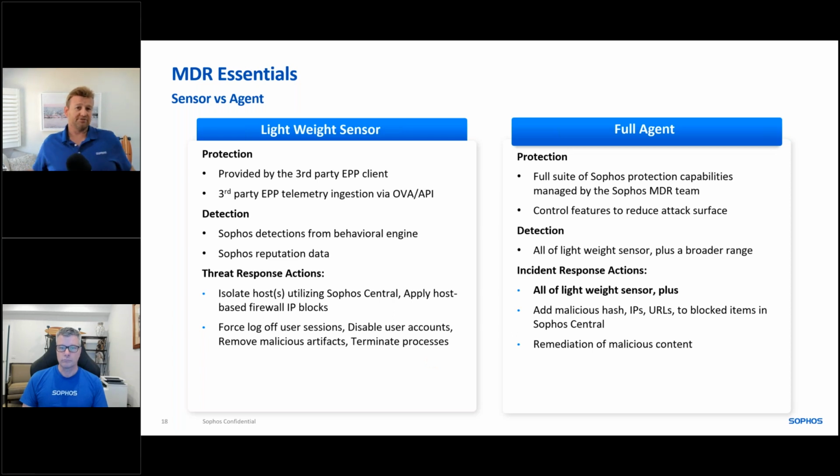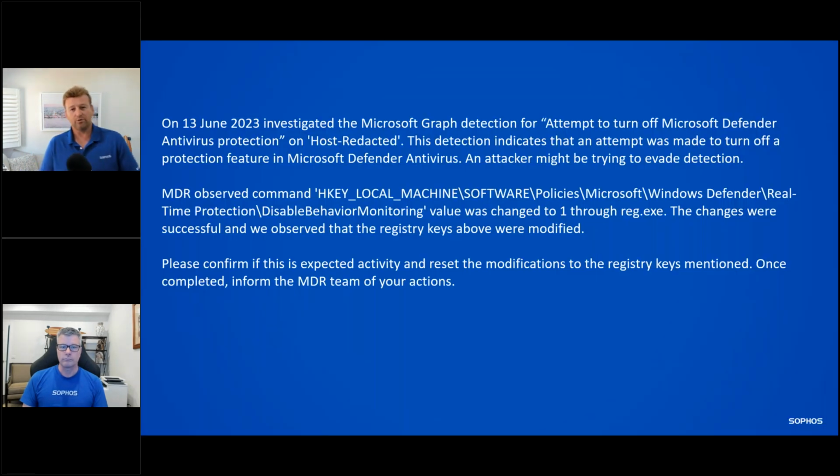Now, I'll show you some real world stuff. I said I would talk about some real world cases. Just to give an example, these are a couple of real life detections that came through. If we look at the top, we can see there was a detection from Microsoft Graph. That's the API that we connect to. It was for someone attempting to turn off Microsoft Defender on this particular device.